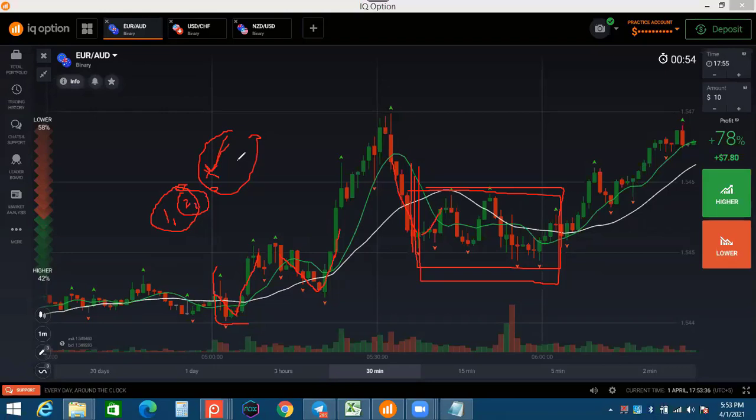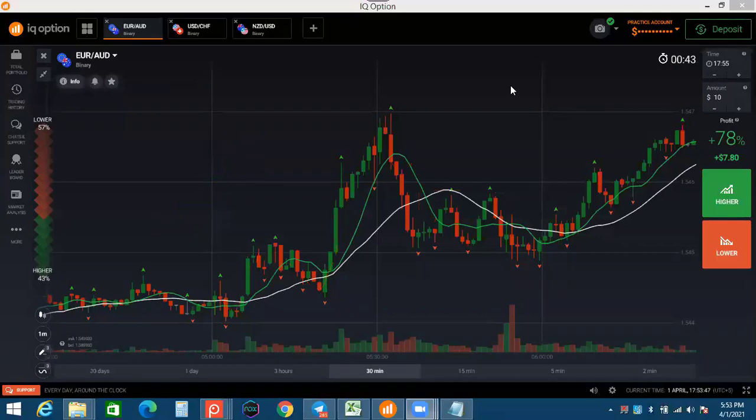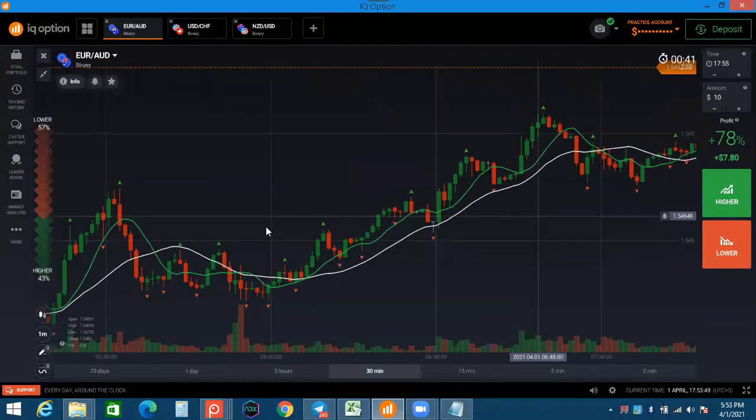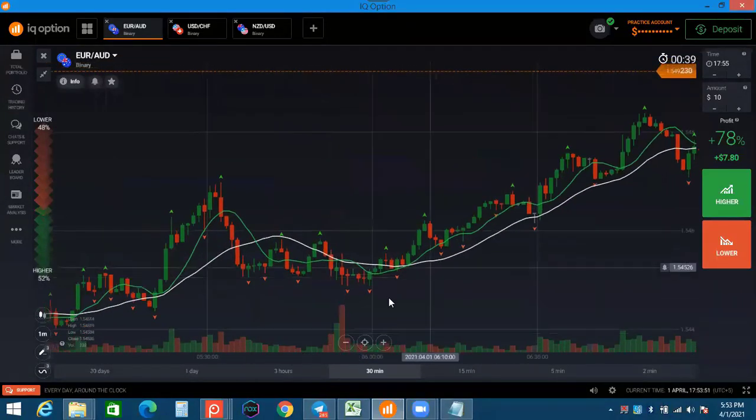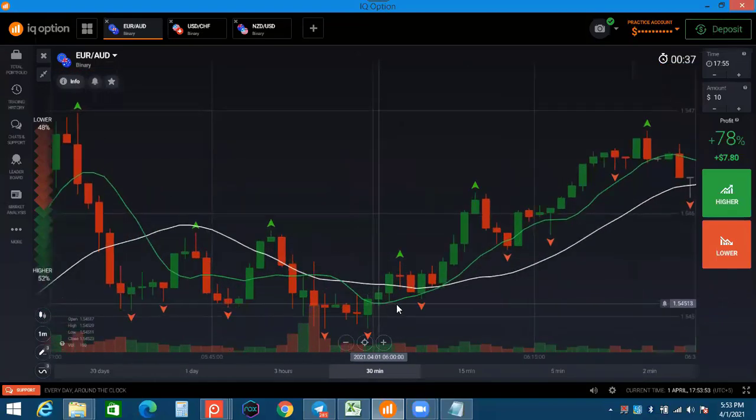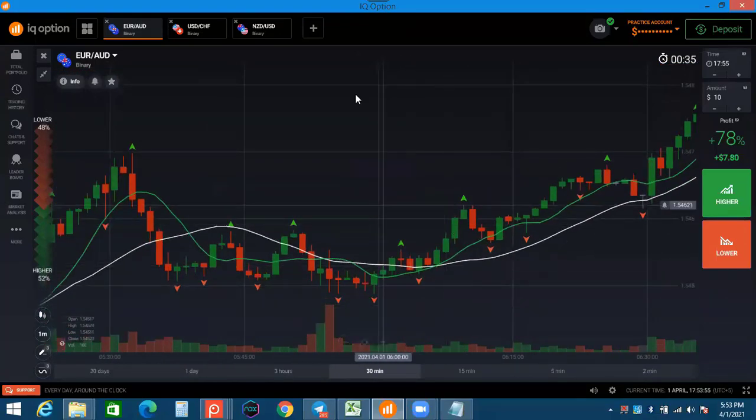Okay, what are you setting on the fractal indicator? It's default. Okay. And another thing, if we are using the fractals, see how we can get an entry from the fractal, right?